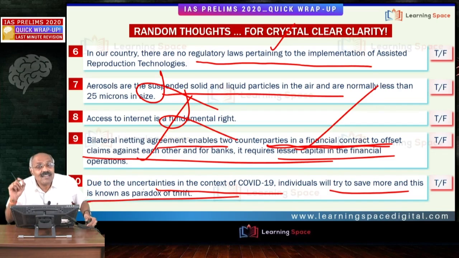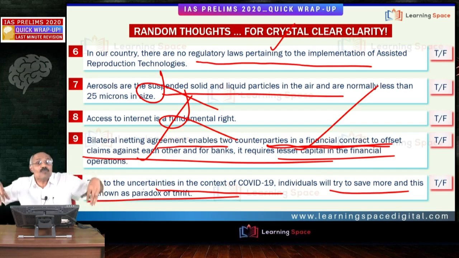So friends, on the paradox of thrift, some people say that when people are saving more, the money enters the banks, and subsequently banks can lend at lesser interest rates. That is a different theory. I am not going into those details, but in the situation arising out of COVID-19, individuals will try to save more, because the economy is not growing well. Under these circumstances, the normal intuition is that one has to spend more, but if you look at individuals, they don't spend more.